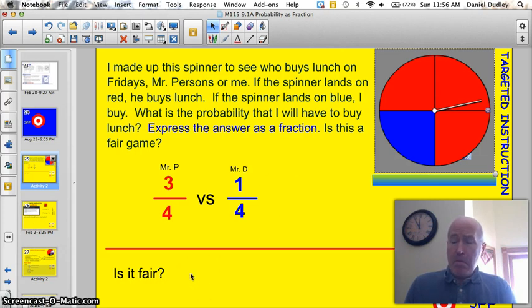Is this game fair? No. It would have to be blue, blue, red, red. So there's a 50-50 chance if it was going to be fair. Don't get me wrong, this is a great game, but it's not fair.